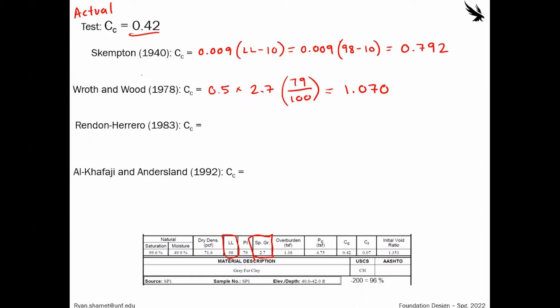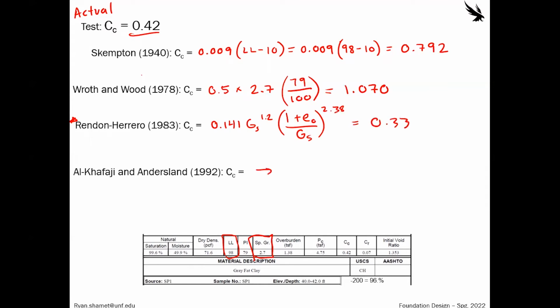This one too, the Rendon-Herrero. And again, if you go back into your notes from lecture 4, you'll see the actual equation here. I'm not going to include all of it, like all the variables. But all these correlations, even some of these crazy, fancy looking equations like this, that should be more accurate because they look harder and fancier. So that must mean they're more accurate. We still get results that are pretty far off.